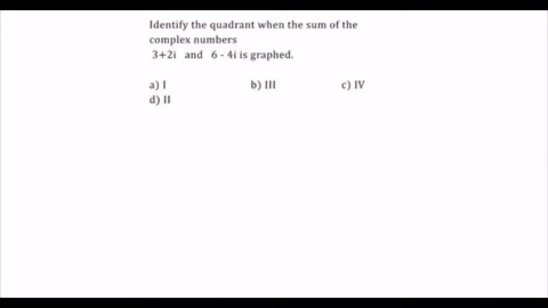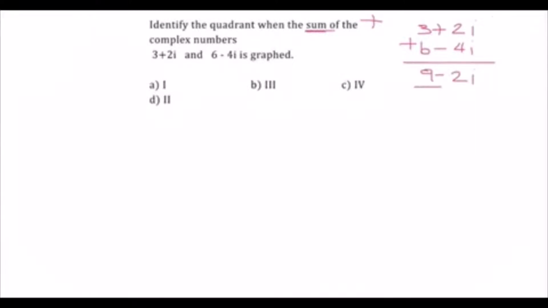So our question here is to identify the quadrant when the sum of the complex numbers 3 plus 2i and 6 minus 4i is graphed. The question is asking for the sum of these two complex numbers, meaning we need to add these two numbers. So 3 plus 2i plus 6 minus 4i, which will equal 9 minus 2i.